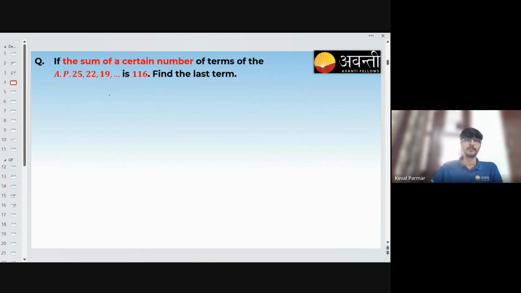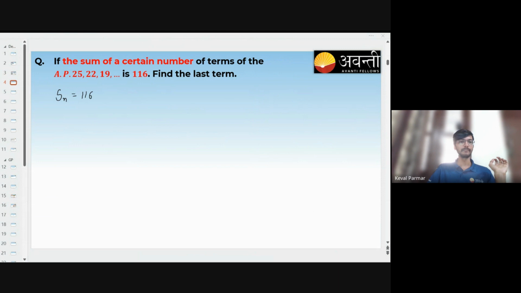This one. What does the question say? If the sum of a certain number of terms of an AP is 116. Now we don't know how many terms there are, correct? So what we can do is write the sum as Sn. Let there be n terms, right? So if there are n terms, I can write Sn is equal to 116.